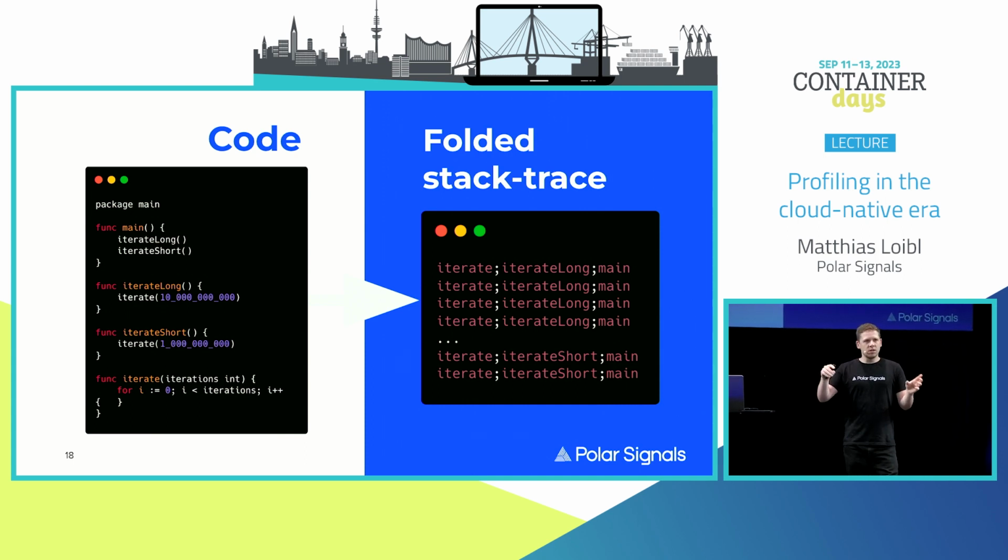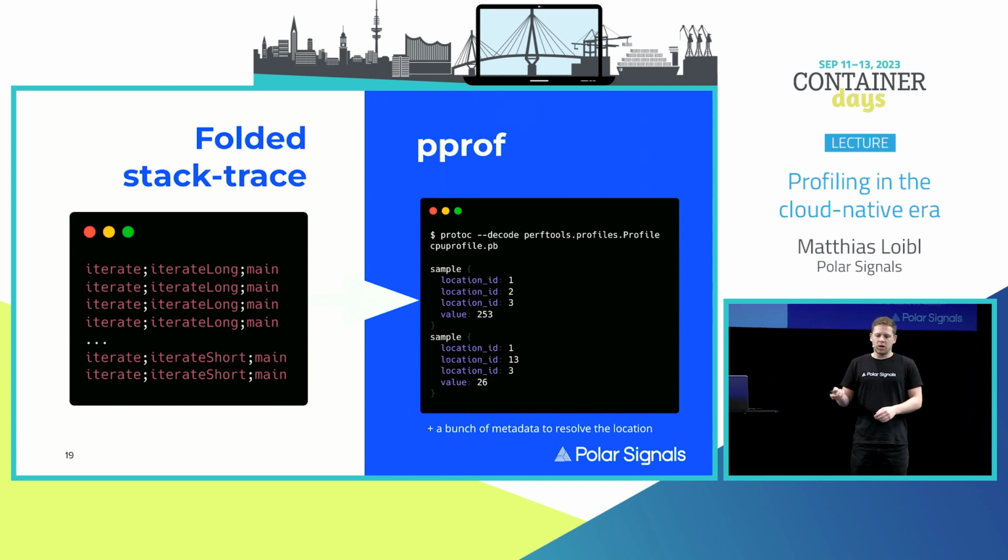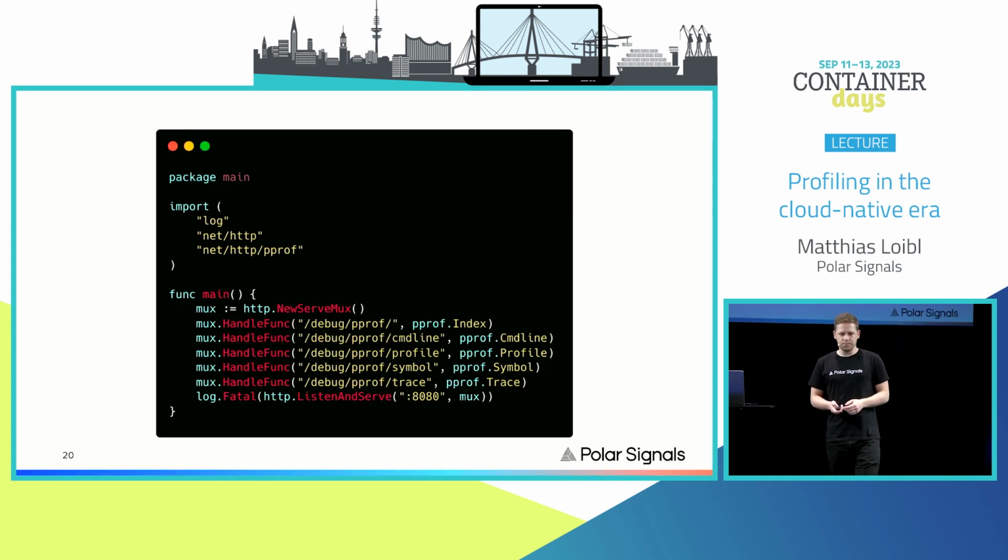And we take these function names and we fold them, where the main function is at the right. So it's kind of the root of the stack, and the leaf is always on the left. So we kind of read it bottom up. And then we take all of this and put it into this protobuf encoded format, where we give each location an ID, and then we say we've seen it 253 times. And that's how we can then take it and send it anywhere. We can visualize it, etc.